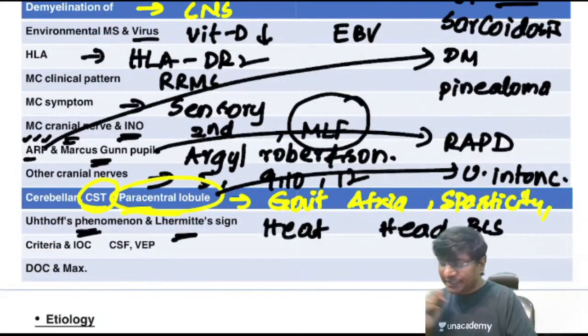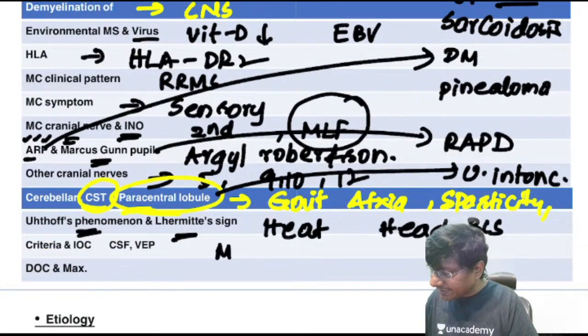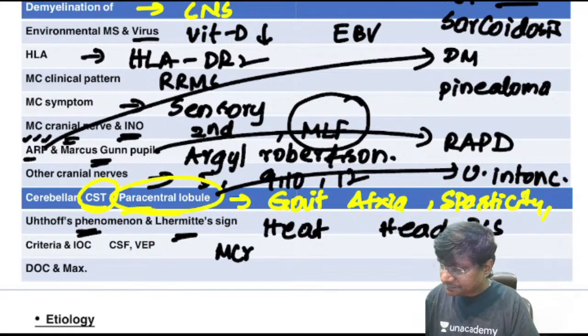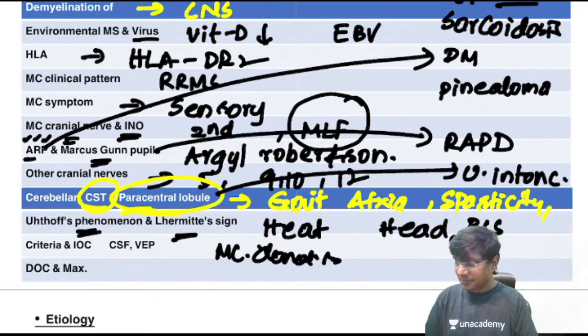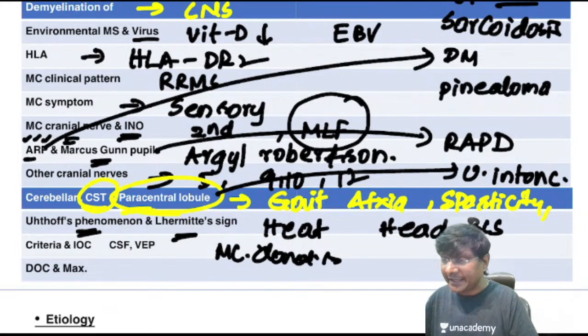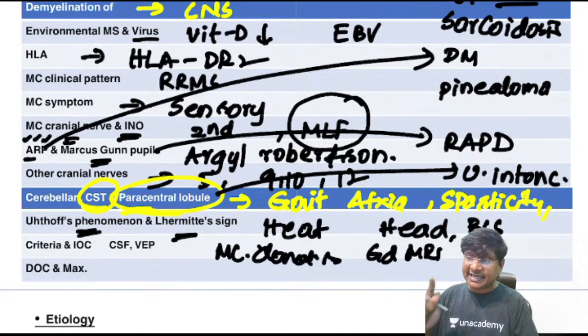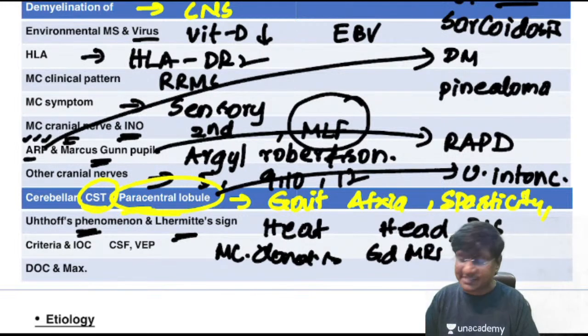Next, coming to the criteria. What is the name of the criteria? That will be the McDonald's criteria. Then, what is the investigation of choice? The investigation of choice will be the gadolinium enhanced MRI. So gadolinium enhanced MRI will be the investigation of choice in this patient.